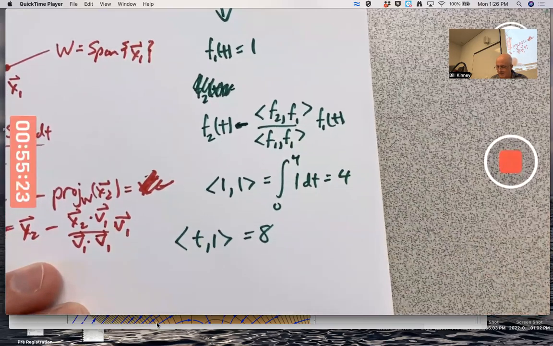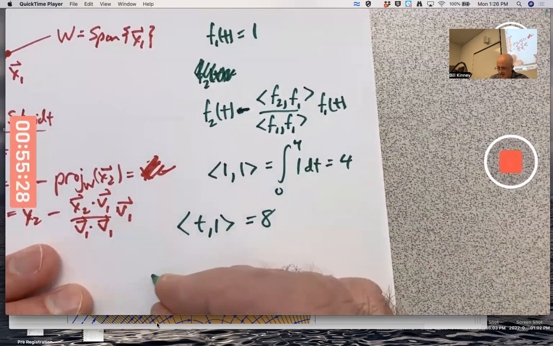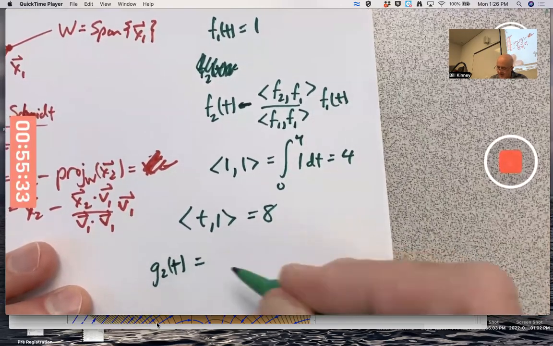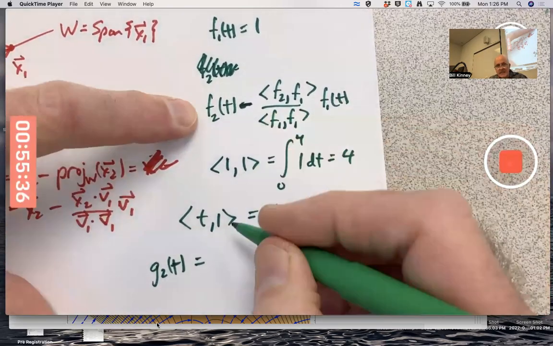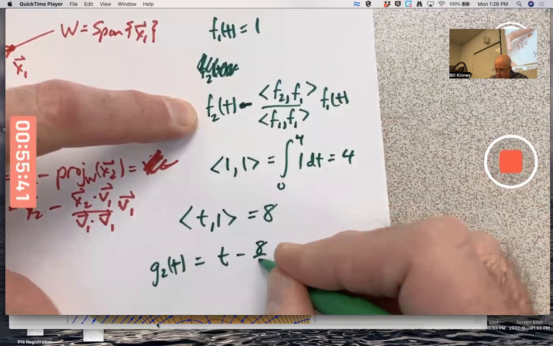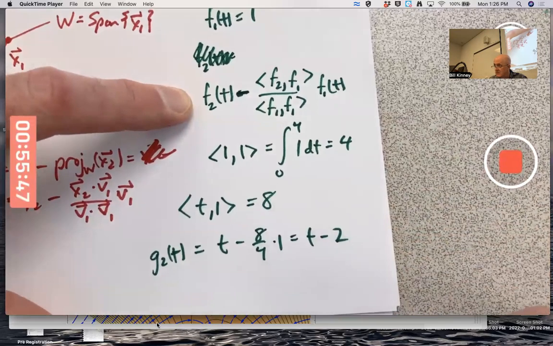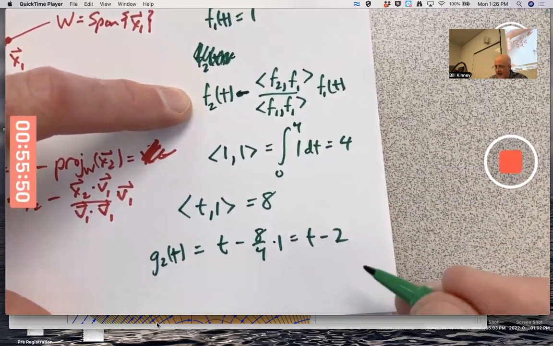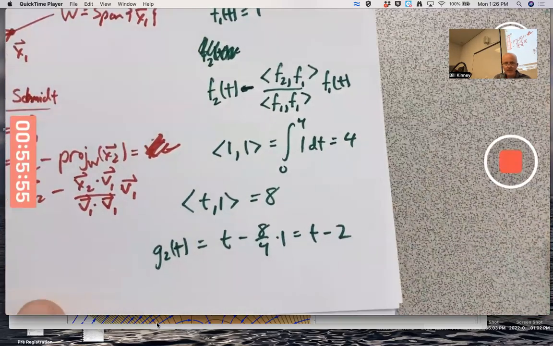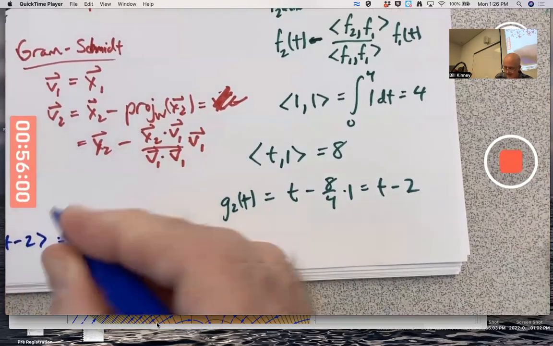So this new function, should I give it a different name? Maybe I'll call it G2. It is going to be F2 of T, which is T, minus 8 over 4, which is 2, times 1. T minus 2. That's what it simplifies to. This should be orthogonal to 1 in this inner product space. Is it? Try it.